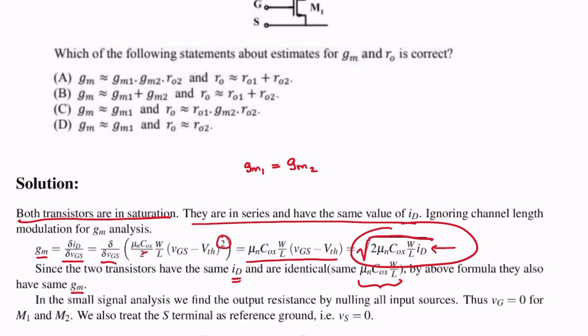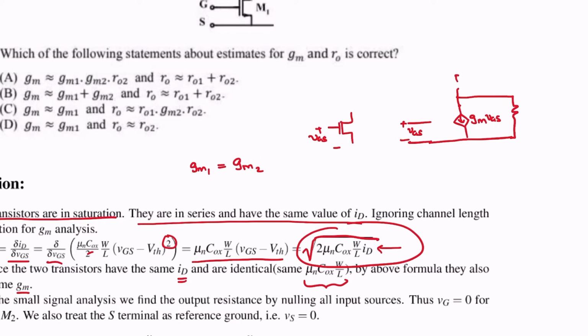We know that for a transistor having gm and r0, the small signal equivalent, let's say for an NMOS with gm and r0, is a controlled current source whose current flowing in that direction is gm times VGS, with an r0 connected between drain and source, right?